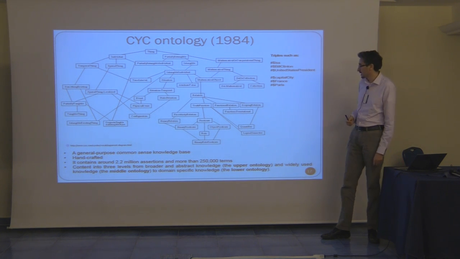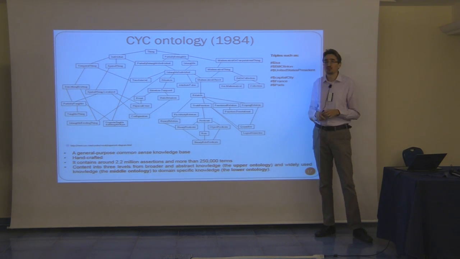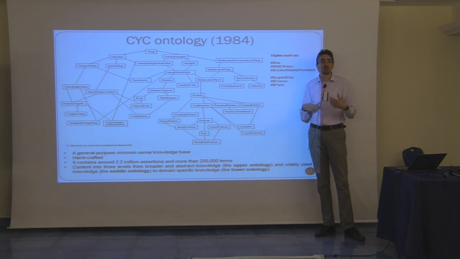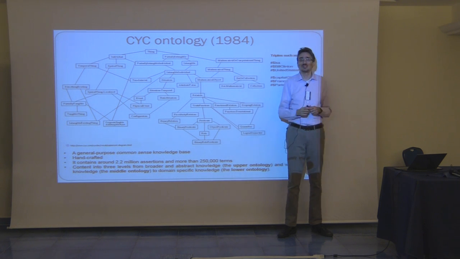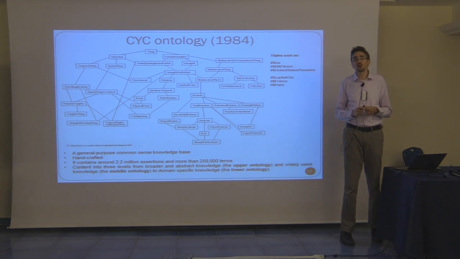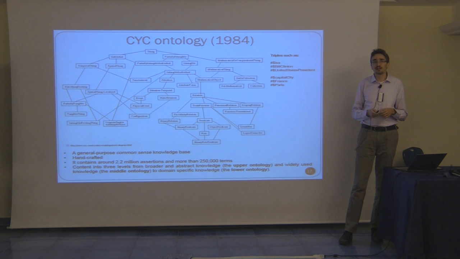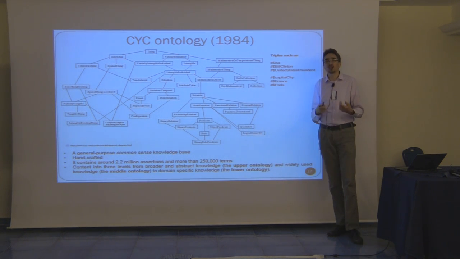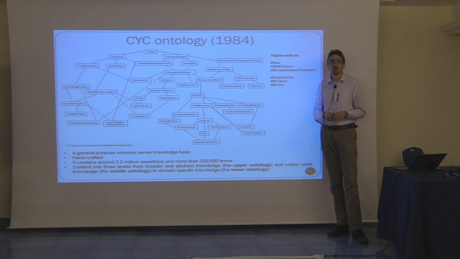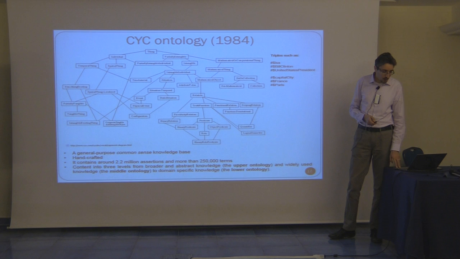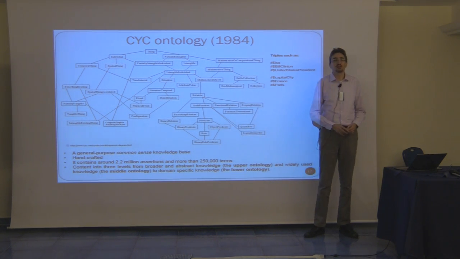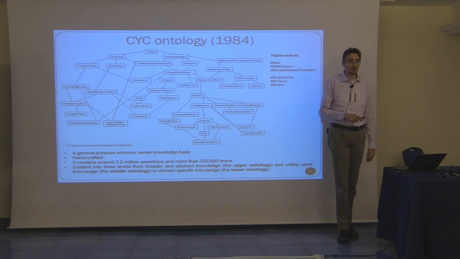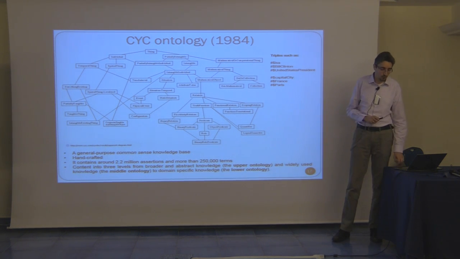And Psyche is offered in three levels. So there is the so-called upper level ontology. For those of you who are not familiar with this term, by upper level ontology, people typically indicate that part of the ontology which is general enough and provides very high level concepts like what is a physical object, what is an agent, or what is a location or a living being. And then at the leaves, you have some areas of the ontology which pertain to specific domains like geography or whatever.